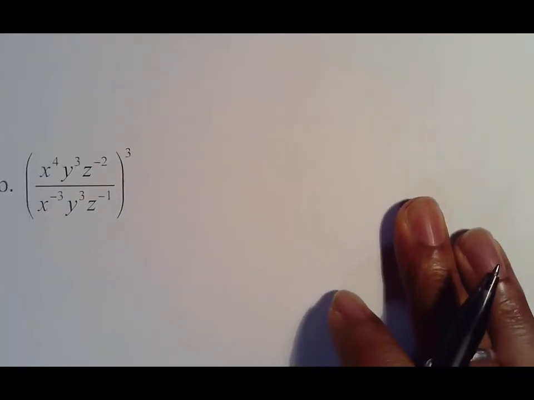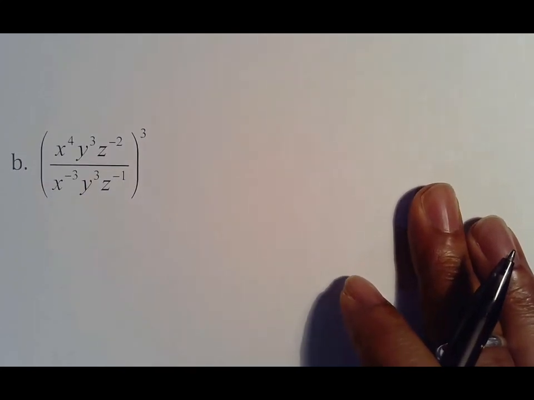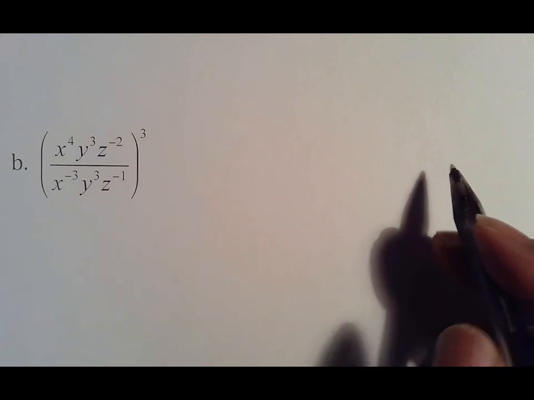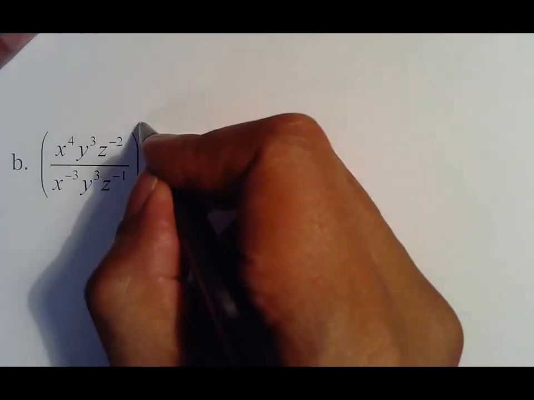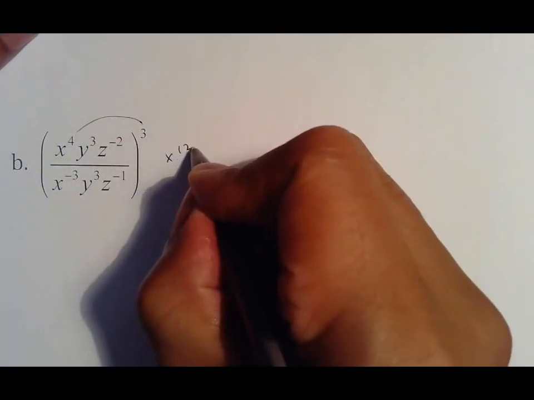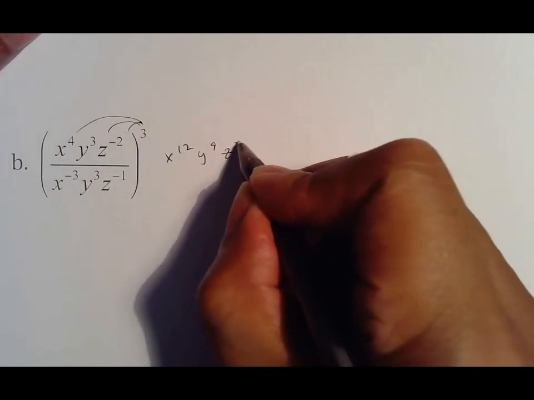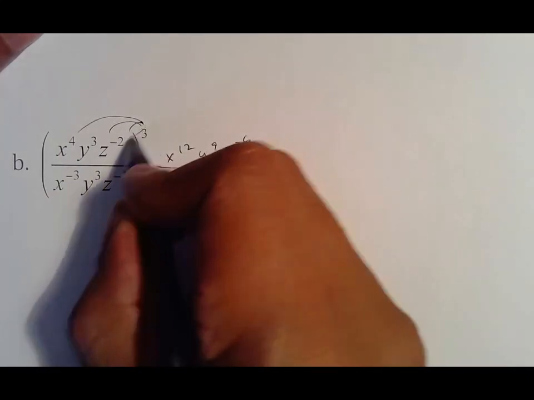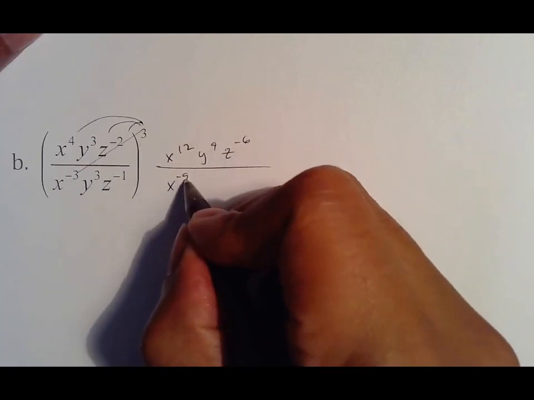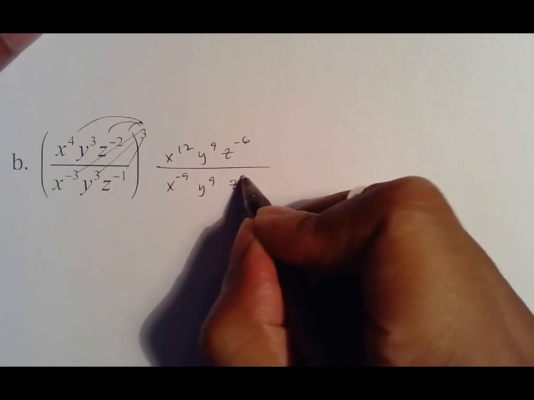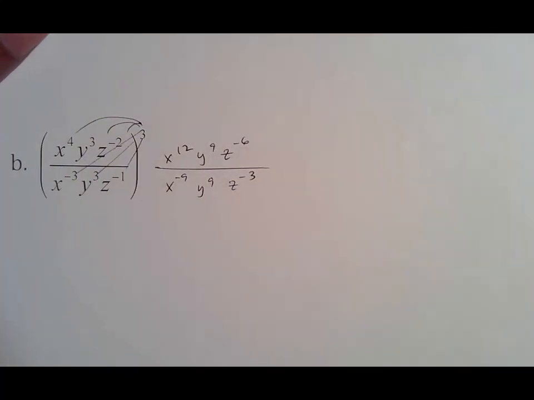And these aren't the only questions on your homework, but at least this is showing you the toughest part of your homework. On this one, I said the first thing you want to do is distribute the exponent. So it becomes x to the 12th, y to the 9th, z to the negative 6th, x to the negative 9th, y to the 9th, z to the negative 3rd.